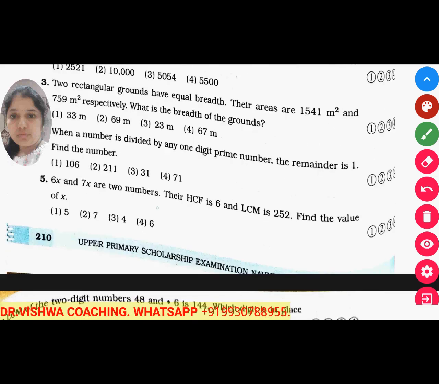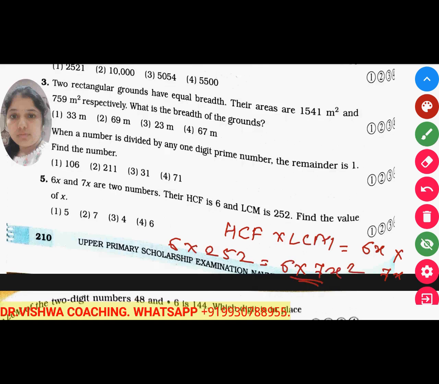6x and 7x are the two numbers. HCF is given, LCM is given. We have to find the value of x. So you know the formula. What is the formula? HCF into LCM is equal to 6x into 7x. So 6 into 252 is equal to 6 times 7 is 42, x square. So this will come to the denominator side. 6 into 7 is equal to x square.